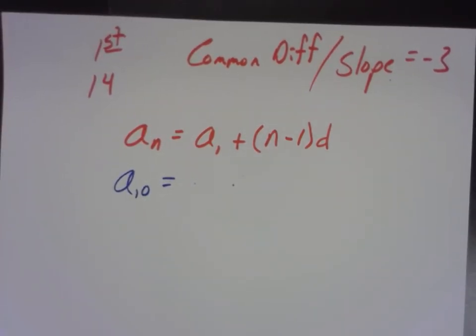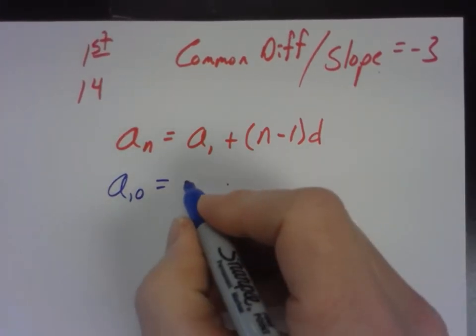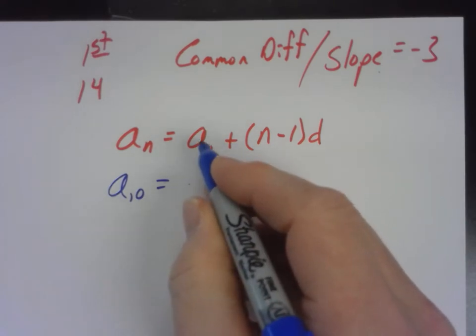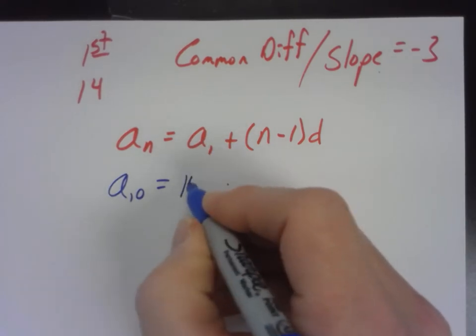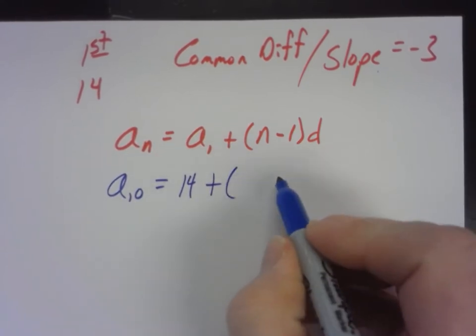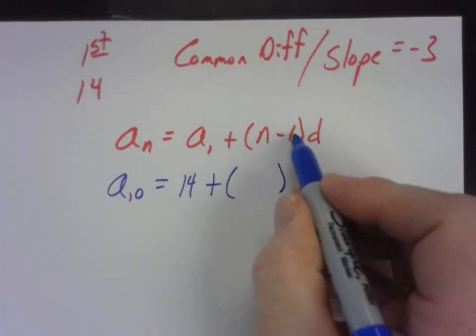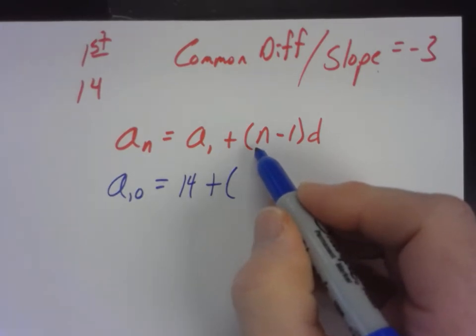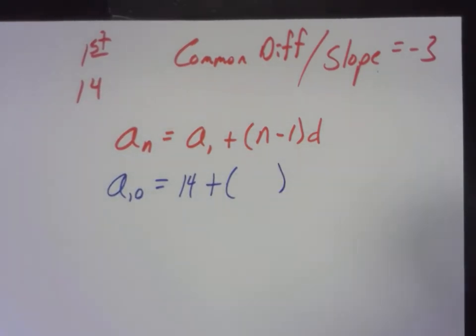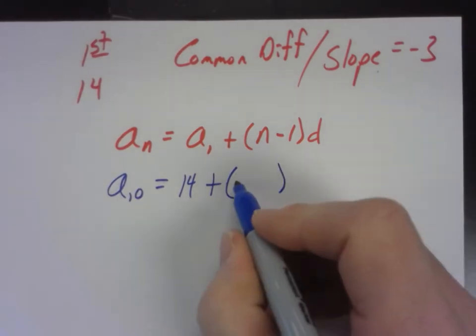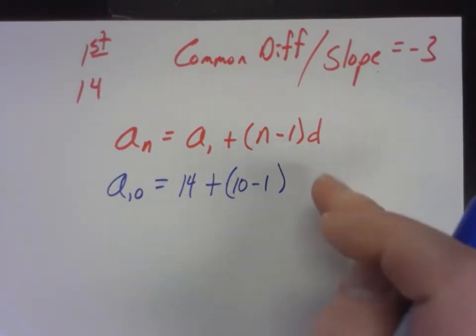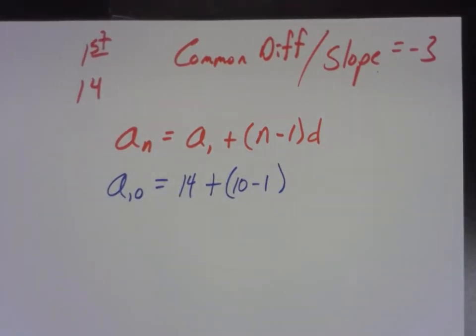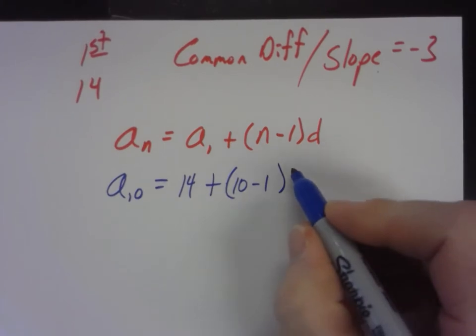Y'all okay with this? Looking for the 10th term in the series. So I write down a sub 10 equals a sub 1. Do we know what a sub 1 is? 14. Okay. Plus, and then in parentheses, n subtract 1. Now n, in this case, what are we looking for? A sub 10. So what is n? 10. Yeah, it's a 10. 10 subtract 1. And then what do you think that d stands for? The slope, the common difference. Isn't that stupid that we're using a different variable for the slope when it's the same thing? It's the common difference. So I need to put it in parentheses.